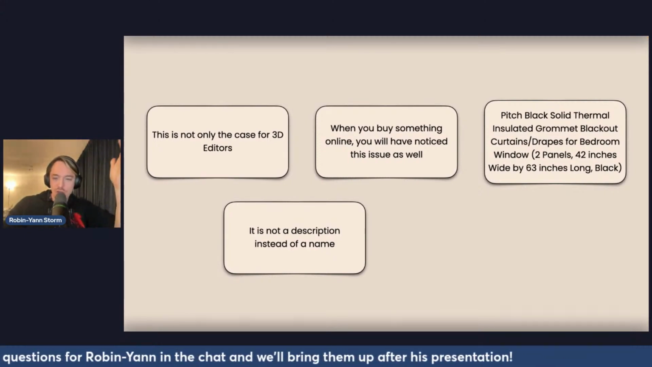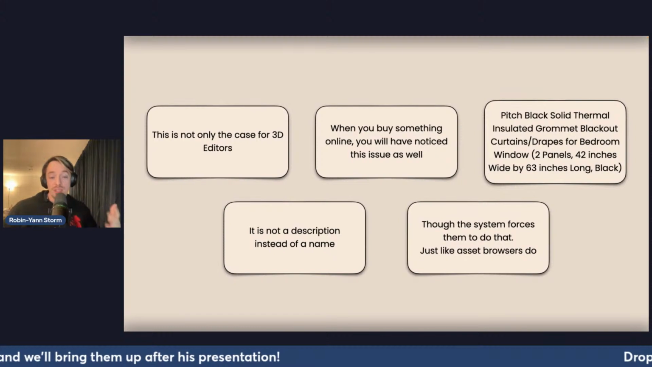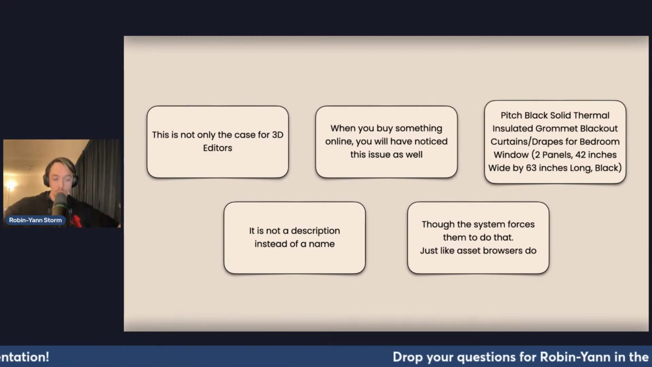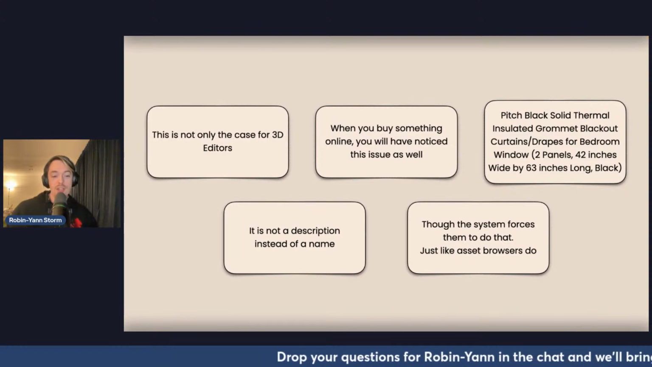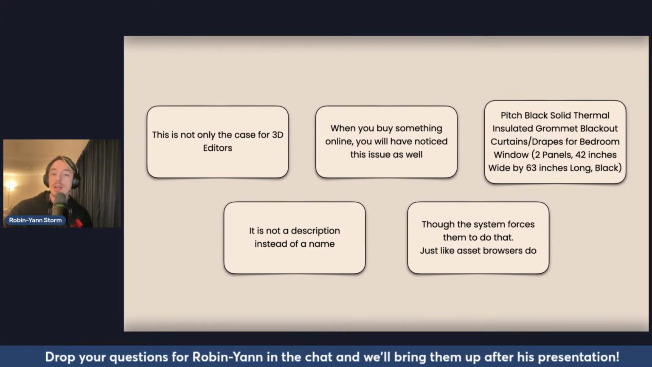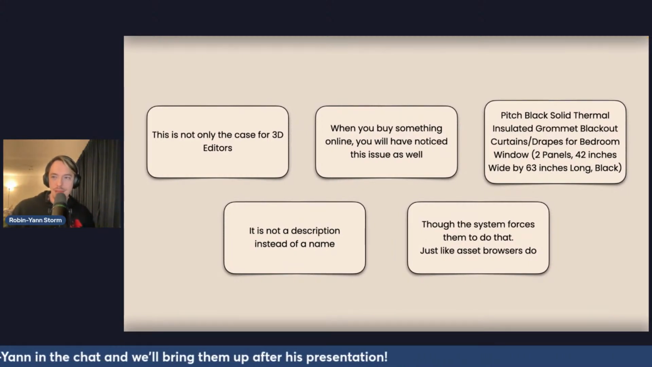We're just putting a whole bunch of description in the name to try and make sure that people can find it if they search for it enough. The system forces them to do that, just like asset browsers do. You're going to keep adding more and more keywords to particular assets just to make sure that you can find that particular thing in enough searches. It makes sense that it's done that way, but let's be honest, it's a bit ridiculous. That's the name of a particular thing.